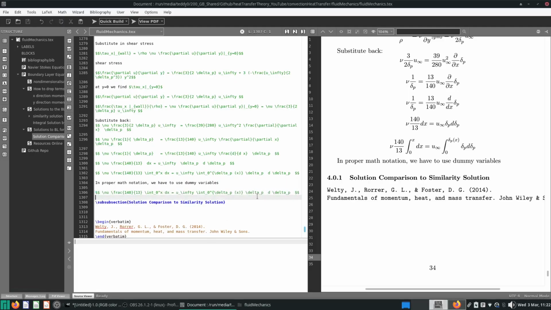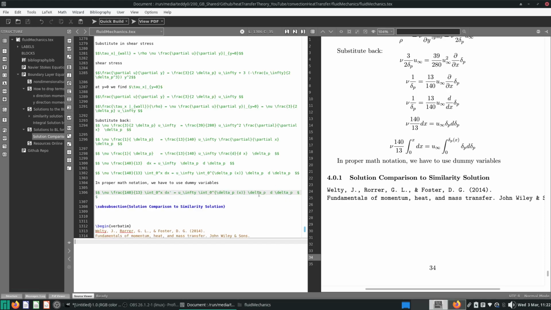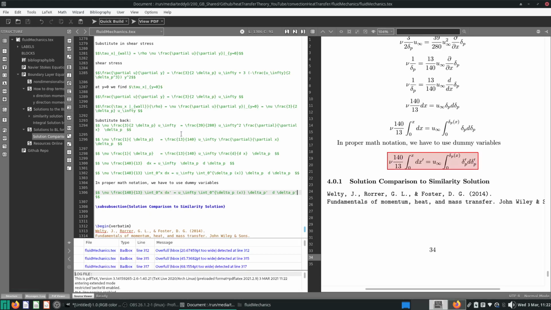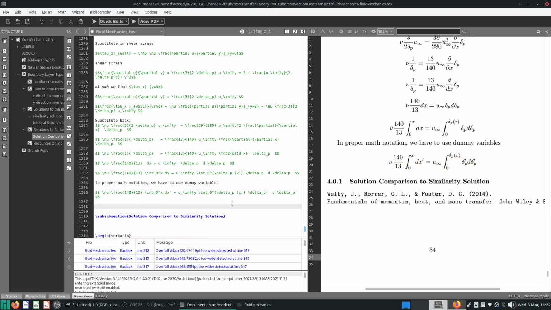Let's see how much time I have left. Okay, still got a while, 8 minutes. Okay, so I'm supposed to swap this out for dummy variables. So I will replace x with x prime, and everywhere delta p appears, I'll just use delta p prime, just to make the math notation more proper. So this is the proper math notation. Now after that, performing integration is relatively easy.